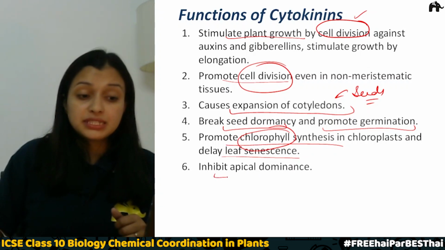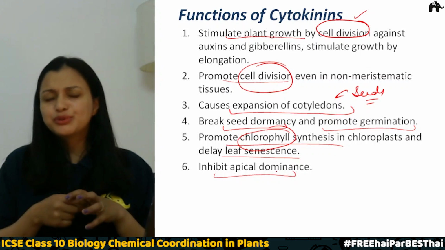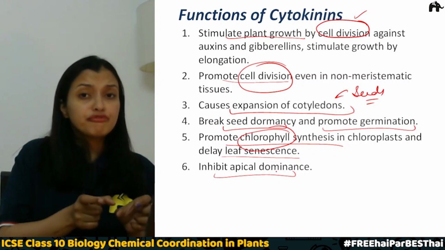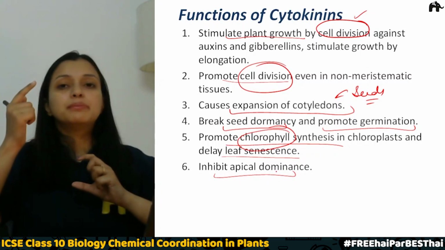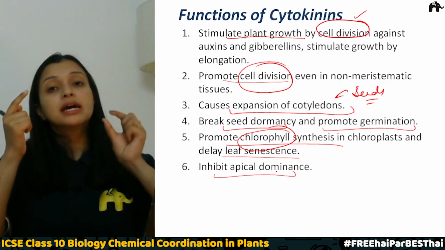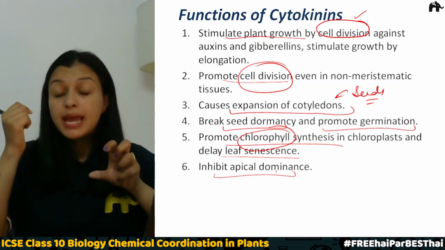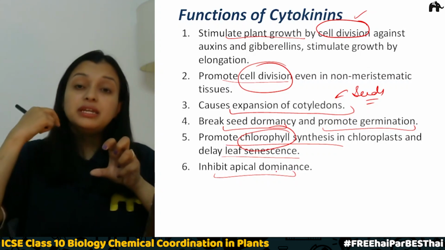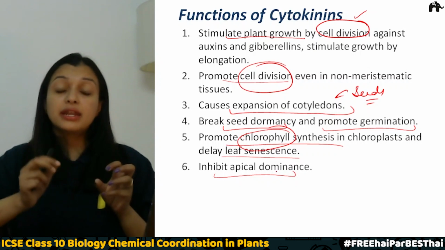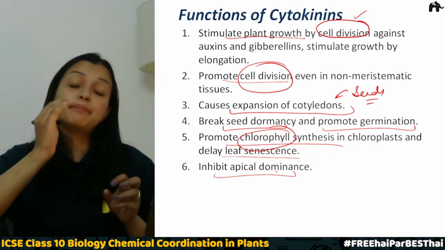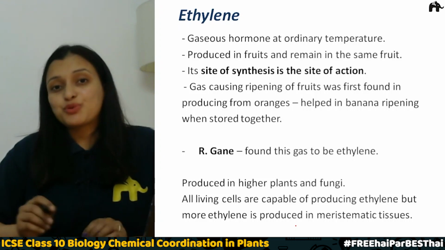Then it inhibits apical dominance. So we were talking about apical dominance in case of the second hormone, that is gibberellin. Whenever apical bud is present, the lateral buds growth was suppressed, right? It was inhibited. But this can be reversed with the help of the cytokinin hormone, where they inhibit the apical dominance. Clear? The next phytohormone is ethylene.